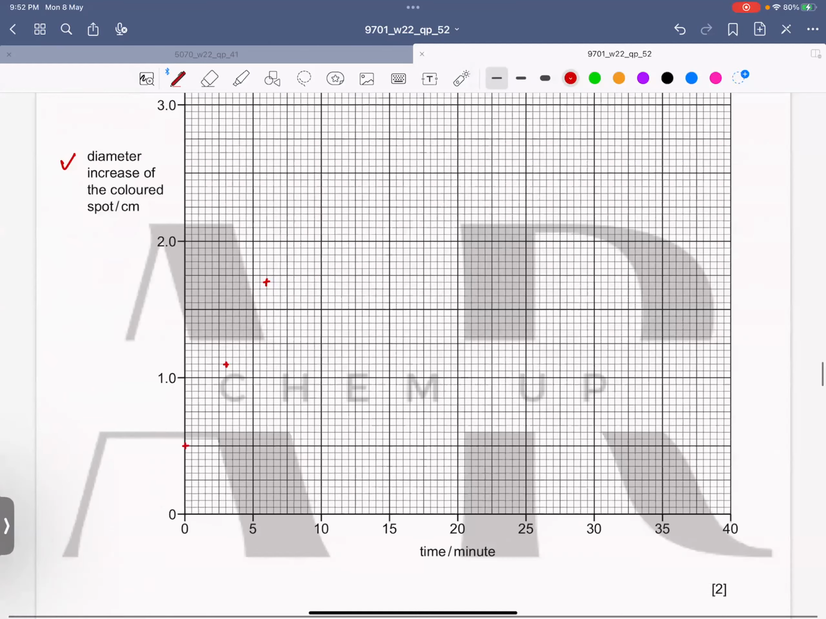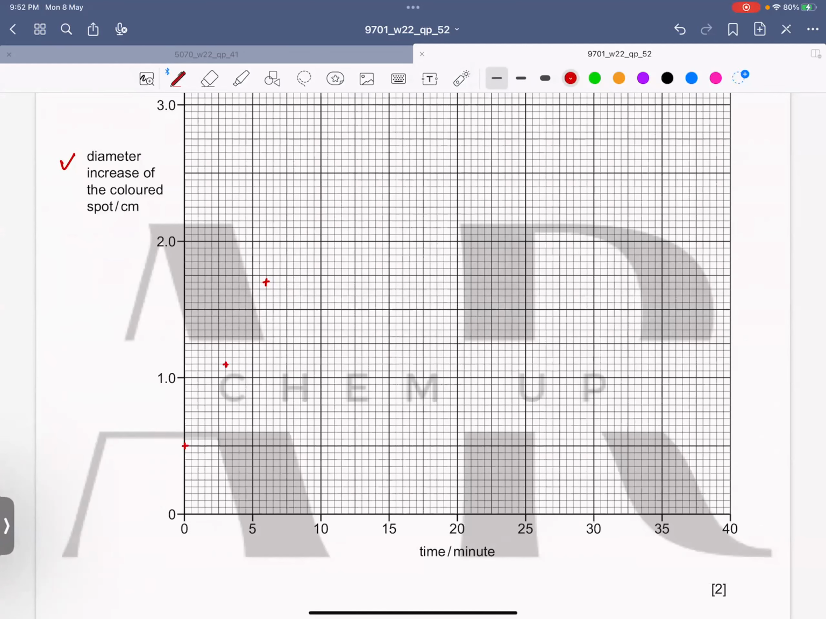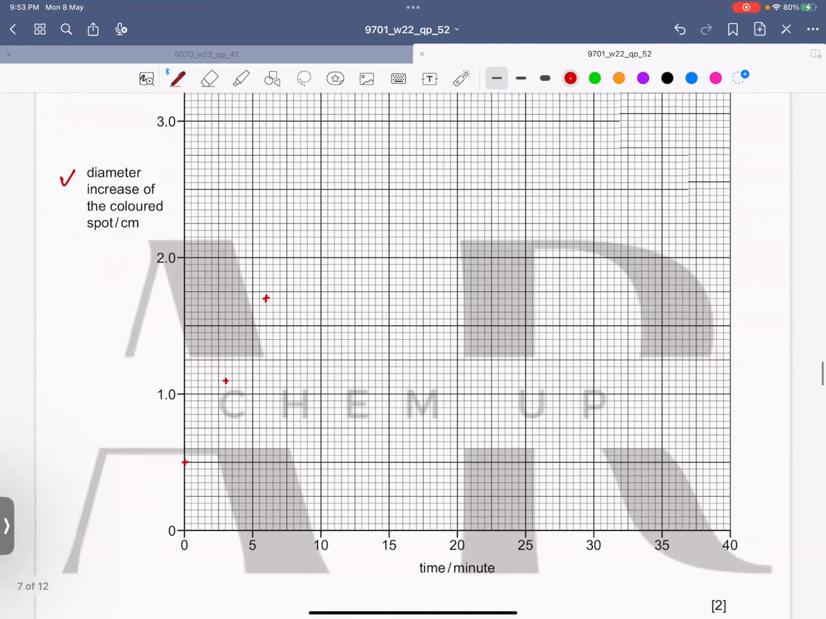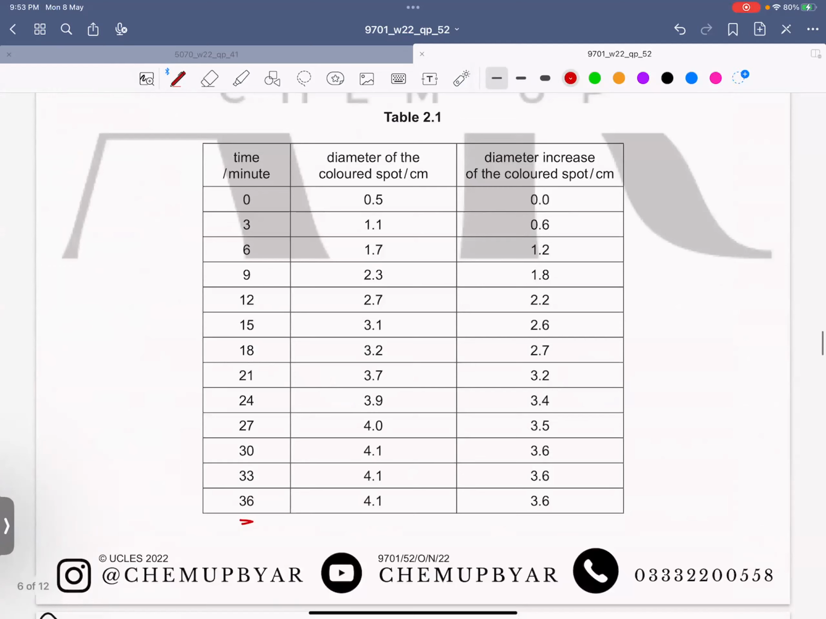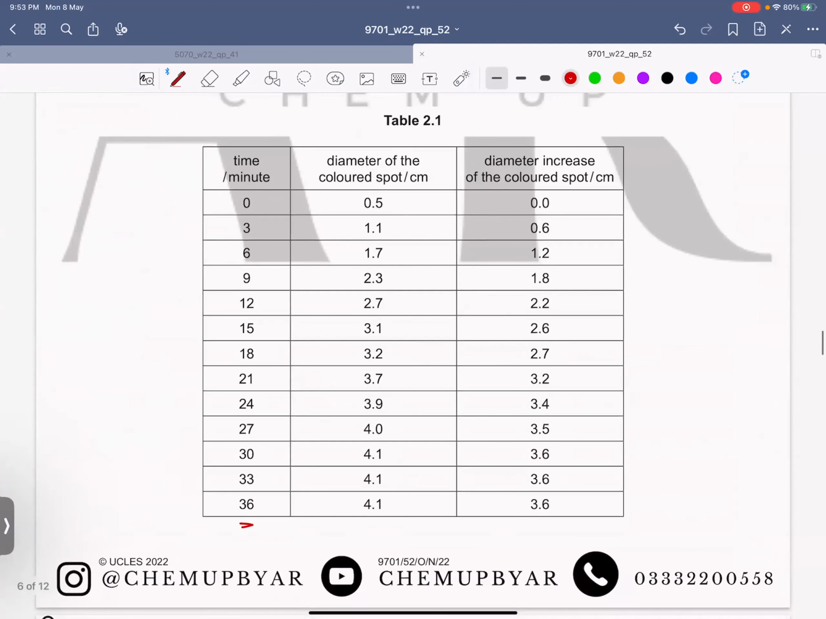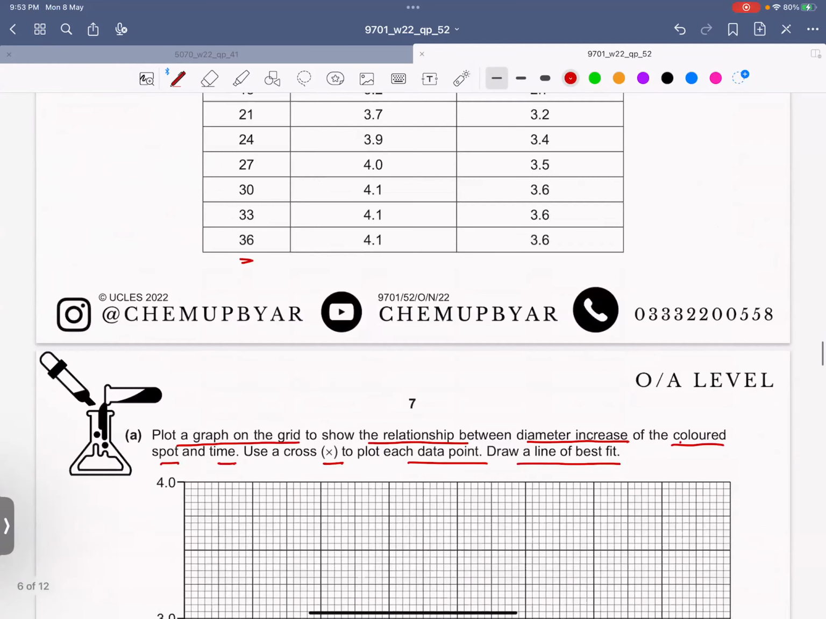You're taking the wrong measurements. Sorry, can you repeat again? Diameter increase of the color spot. Okay, diameter. Okay, thank you, Lisa.